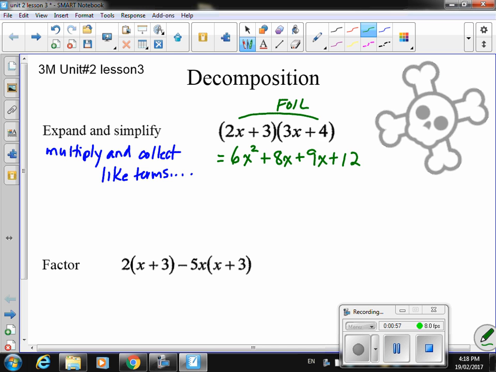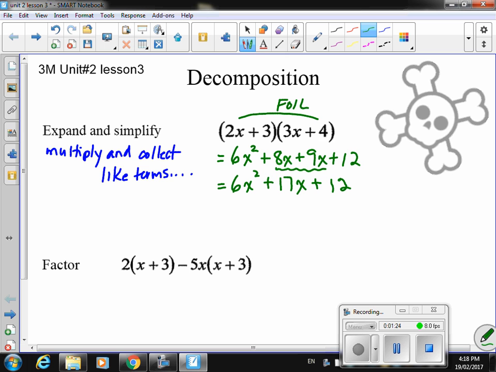Now we've noticed this interesting coincidence that those two middle terms often can be simplified and put together because they have the same look. So 6x squared, there are no other x squared terms, so he stands alone. The two x's can be put together, and I have a pile of 17 x's. And I have a number 12.